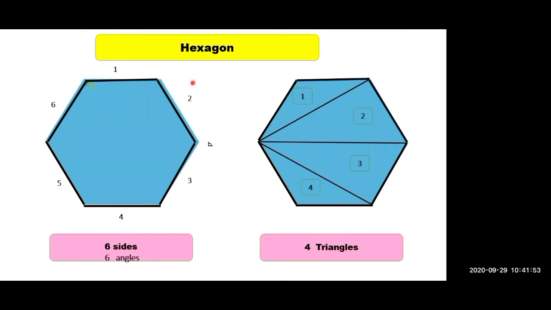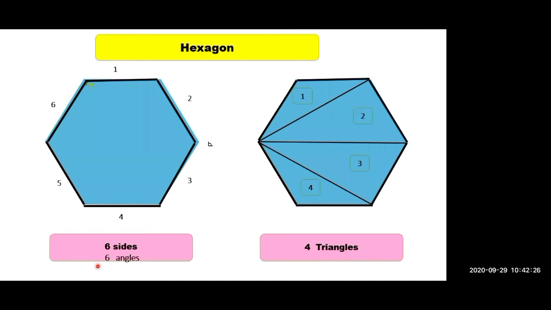What type of polygon is it? Hexagon. Hexa means 6. The number of sides of hexagon is equal to 6. 1, 2, 3, 4, 5 and 6 sides. And how many angles are there? 1, 2, 3, 4, 5 and 6 angles.